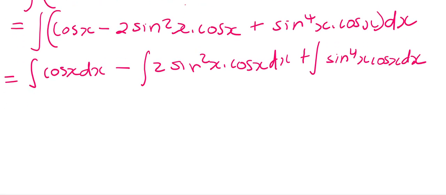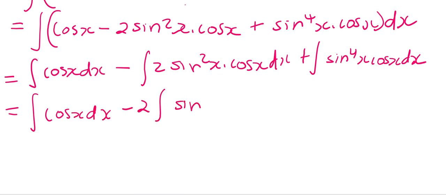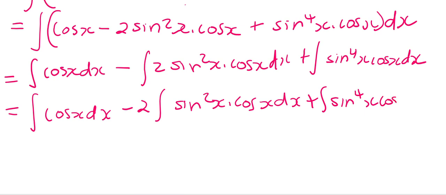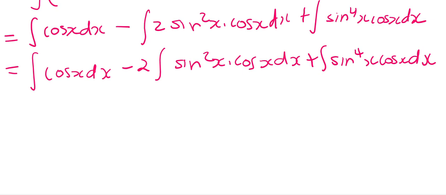Okay, now let's take out this 2 so that we remain with the trigonometric functions only. So then we have the integral of cos of x dx minus 2 integral of sine squared x times cos x dx plus the integral of sine to the power of 4x cos of x dx. Okay, so now from this point, we have to look at what formulas we can use for each term.